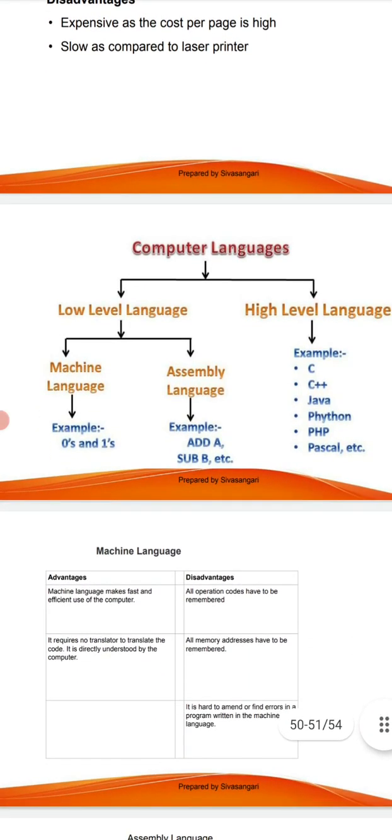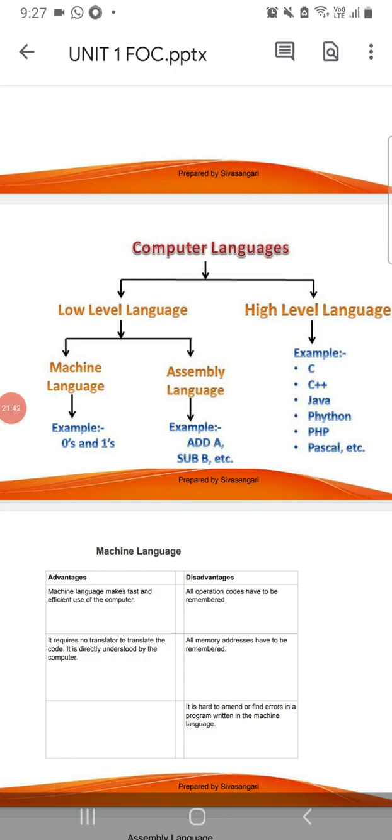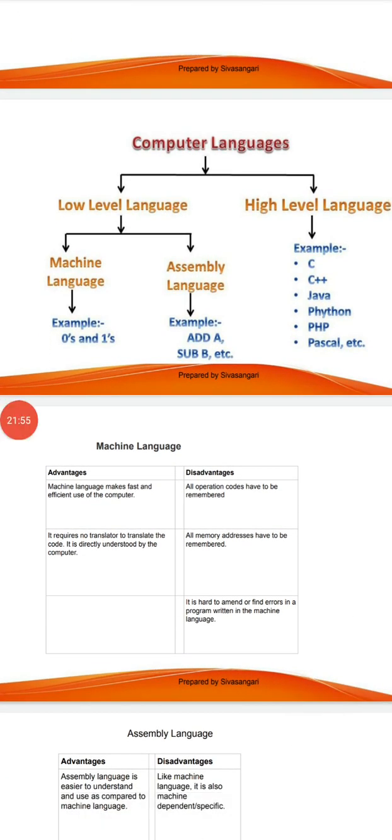Next, we will discuss about computer languages. Computer languages are categorized into two types. One is low level language and the other is high level language. Low level language is classified into two types. One is machine language, another one is assembly language. In machine language, all the programs are written in the form of zeros and ones. In assembly language, programs are written by using a special code called mnemonic code. Example: add, sub, push, etc.